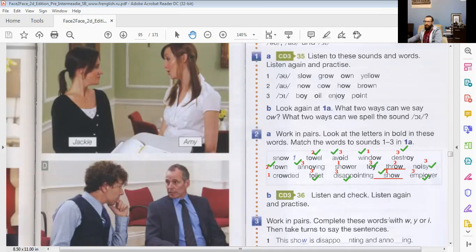No. Are you sure? Not the same. Can you read both of them? Throw and show. The same, yes. It's like slow. Exactly. Slow, show, throw. It's the same. Correct. And this one?